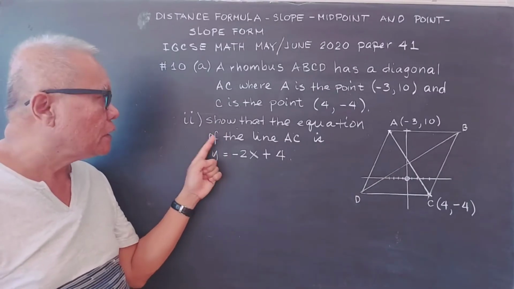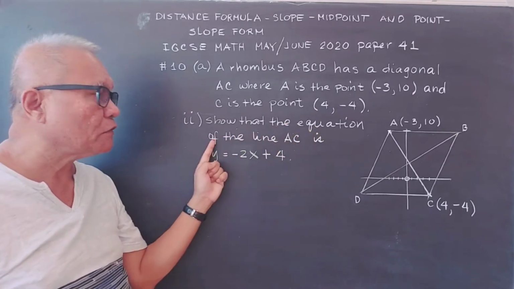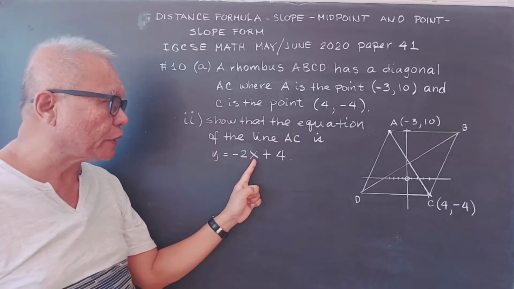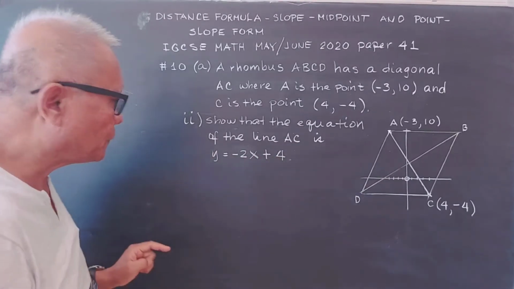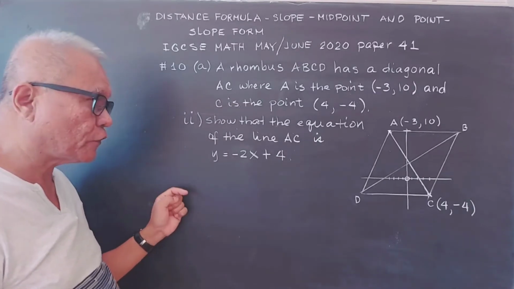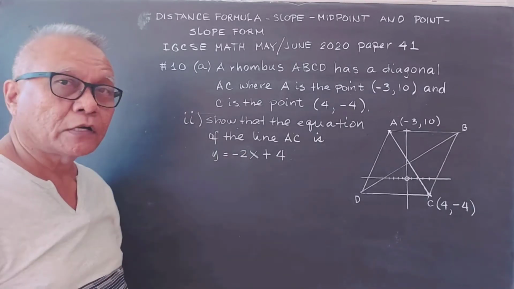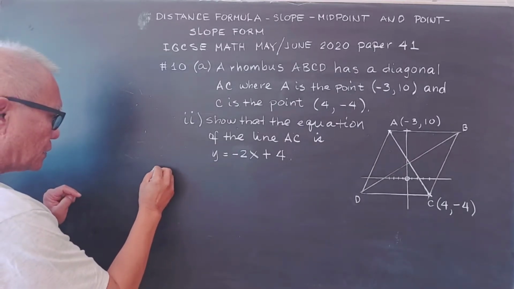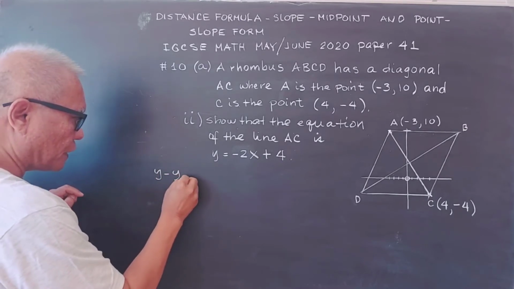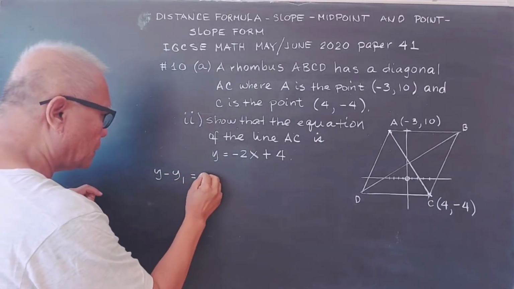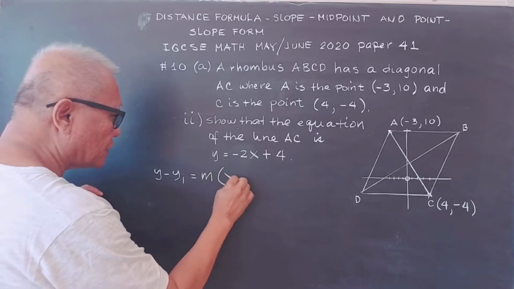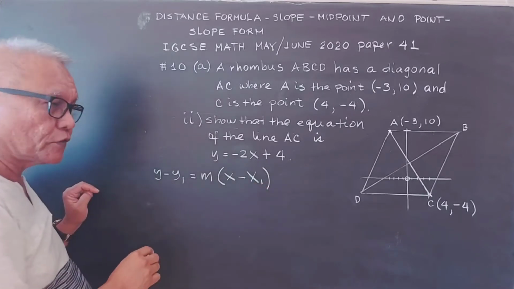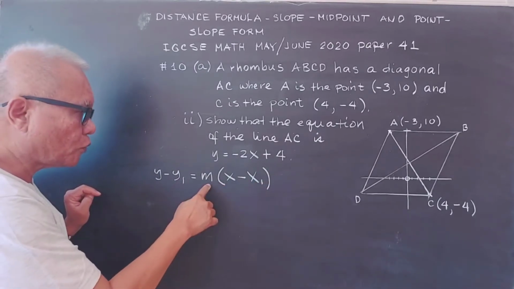10a II, show that the equation of the line AC is y equals -2x plus 4. So we need our equation for this, and we have the point slope form. So what is that point slope form? y minus y1 is equal to the slope times x minus x sub 1. So this is our point slope form.